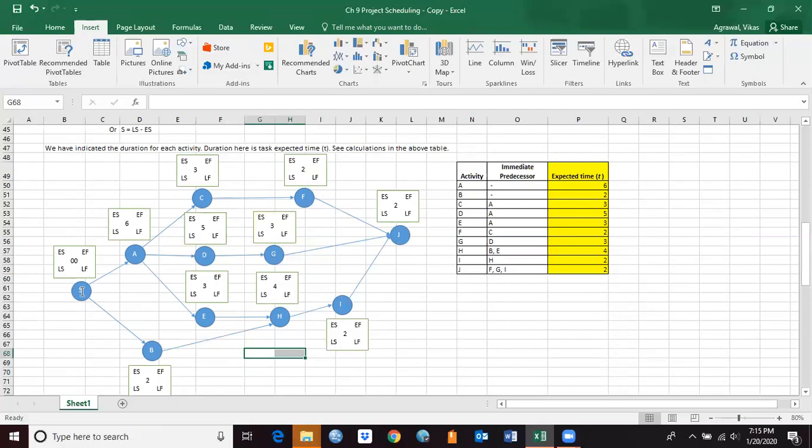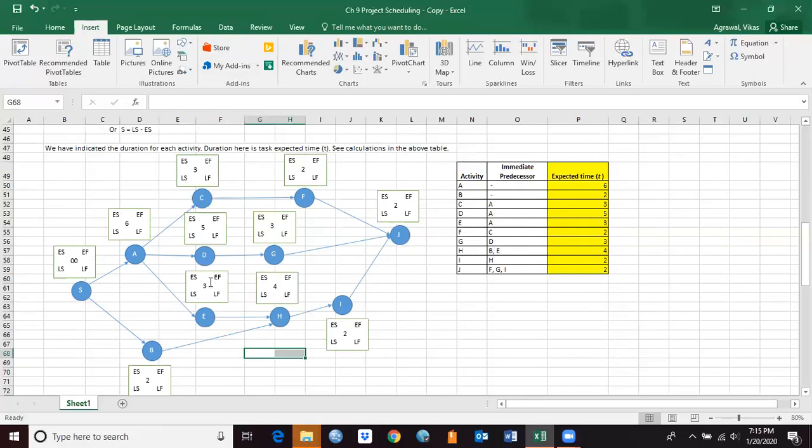So for activity S, which is the dummy activity, duration is 0. For activity A, the expected time is 6. For activity B, the expected time is 2. For activity C, the expected time is 3. For activity D, the expected time is 5. And for activity E, the expected time is 3, and so on. So you're going to list all the durations for all the activities along the path.